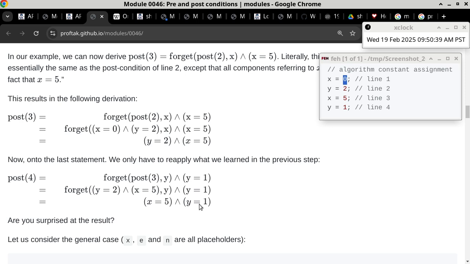Okay, I know there's a lot of notation involved here. We have a forget function here, which is doing exactly that. You give it a condition that mentions all kinds of variables, and then you tell it that anything that mentions this particular variable, forget that. You erase all of those. Right, this explains how we can derive the post condition based on the precondition.